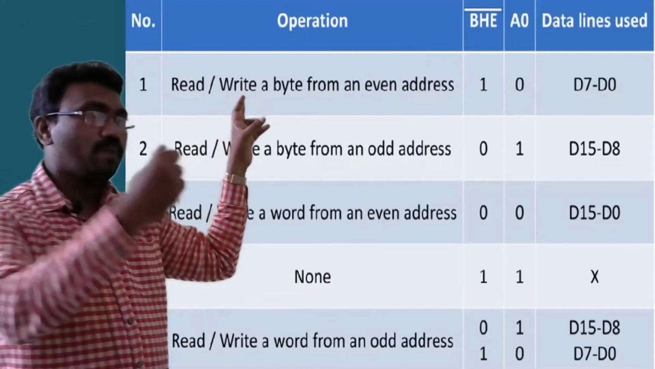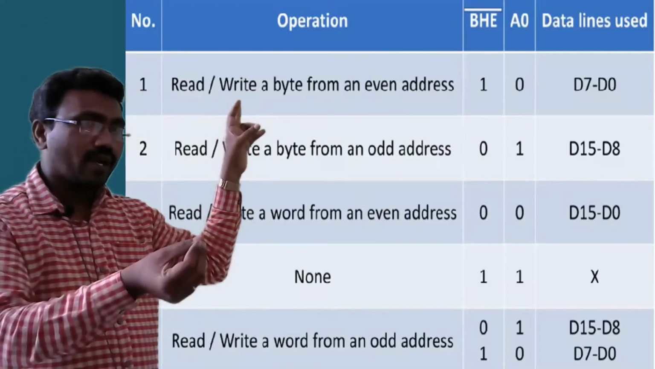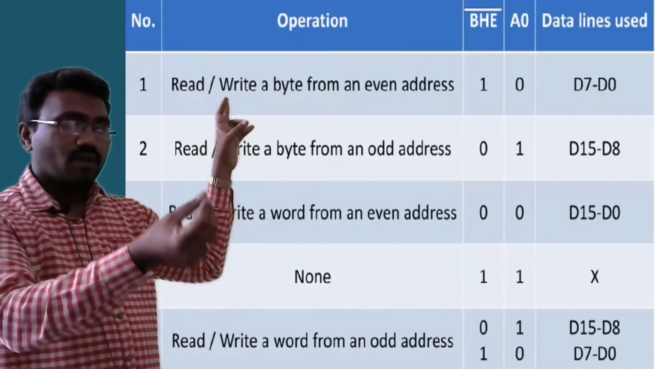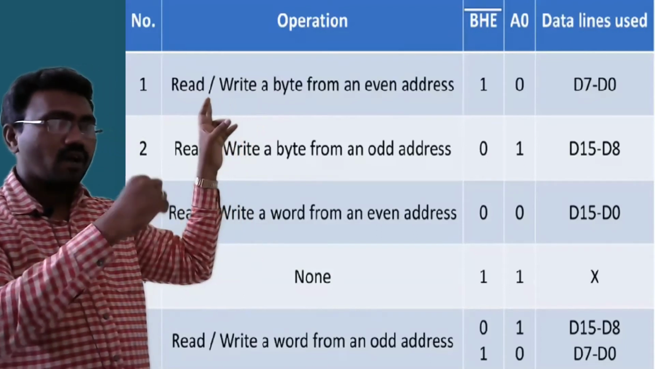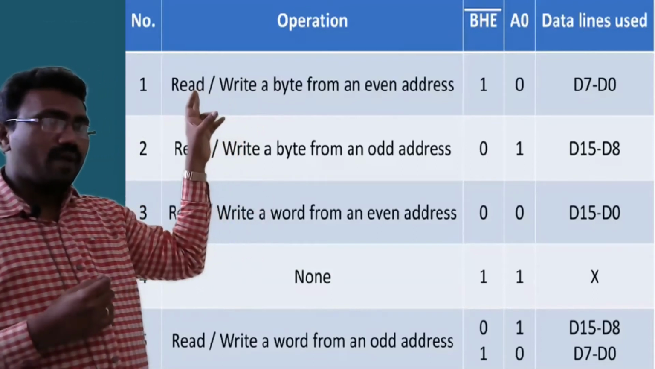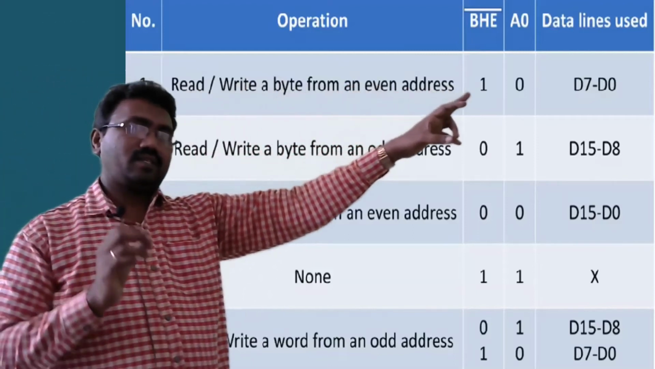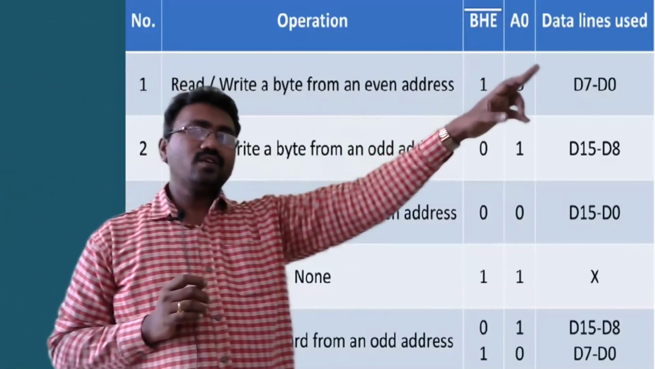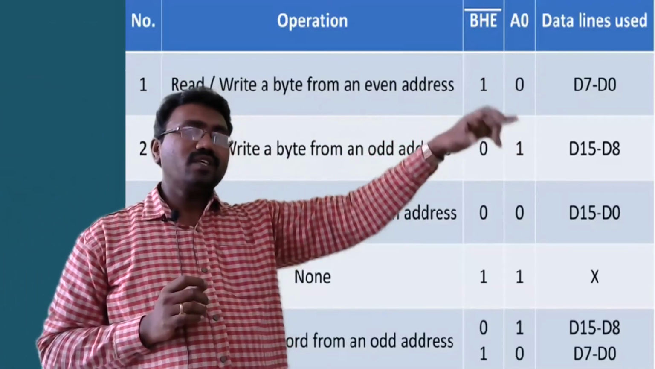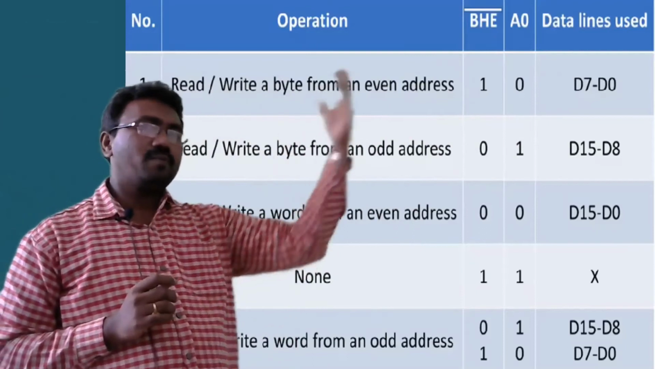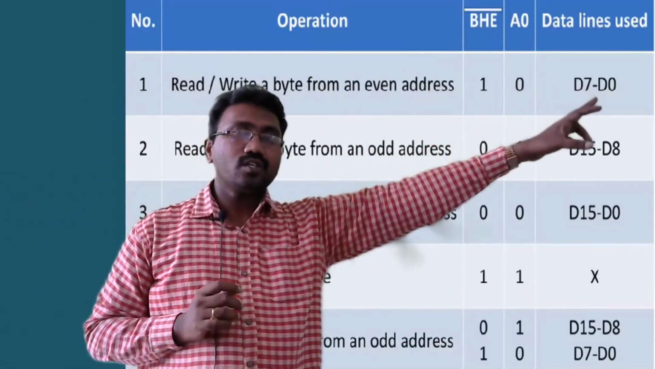Read means memory to processor, write means processor to memory. So it performs either a read or write of a byte from an even address. What data lines are used to transmit the data from the even bank to the processor or from the processor to the even bank? D0 to D7.